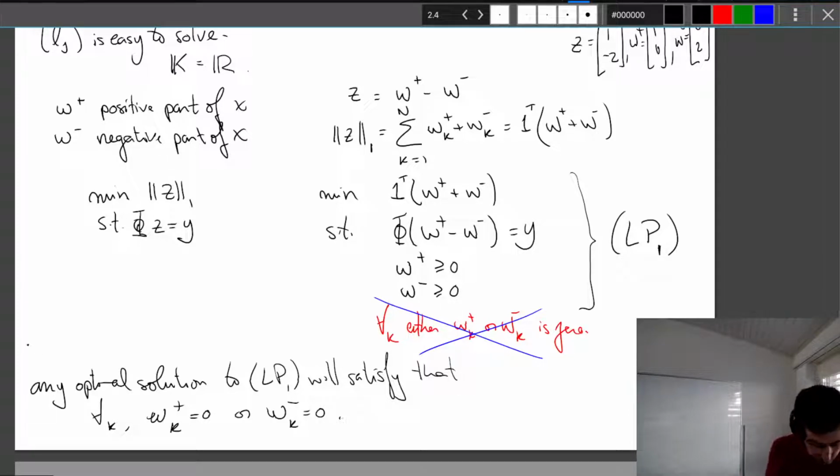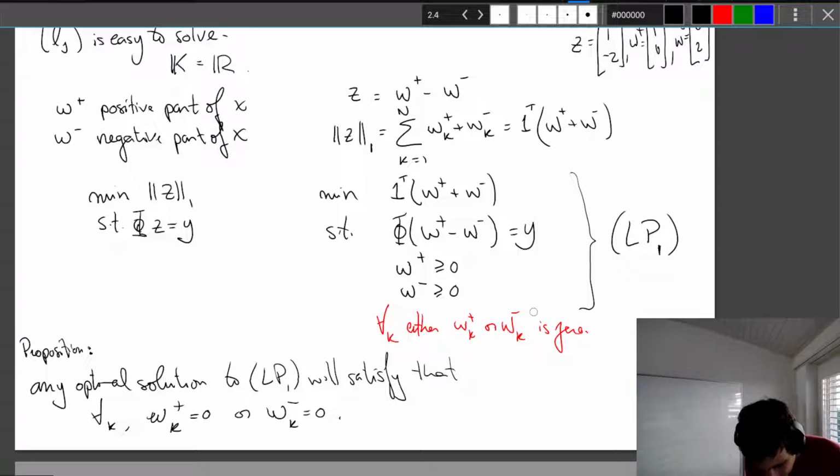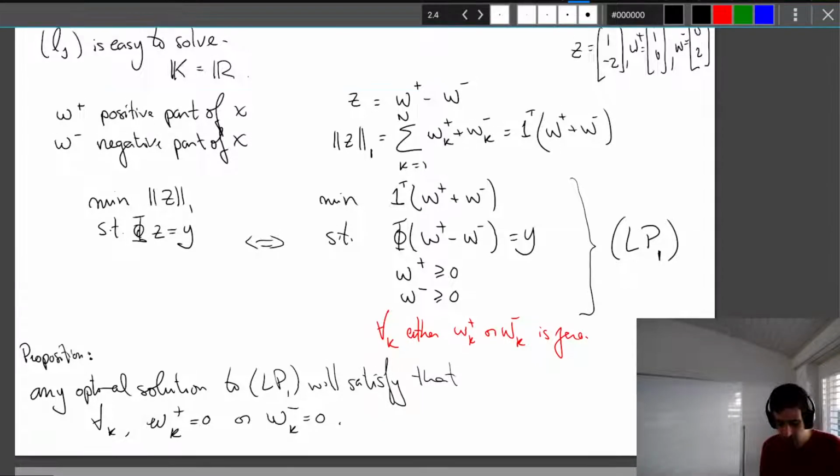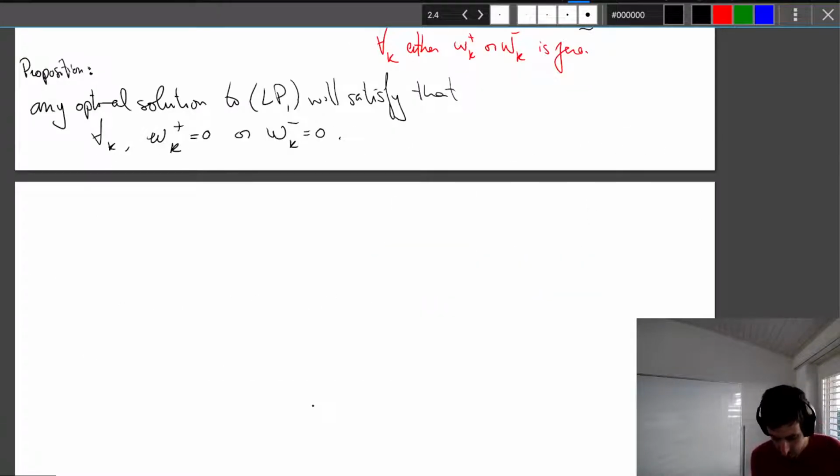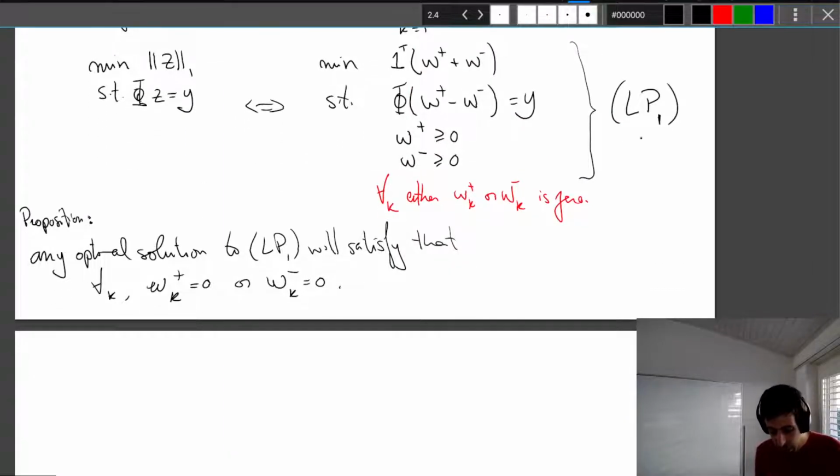Let's call this a proposition. If I prove this, then indeed these programs need to be equivalent, because if I prove that, then we know that they were equivalent if I had the red thing. So maybe let me take this out. It's clear that in this case they are equivalent, I'm just reformulating. If I prove that any optimal solution for the one without the red thing needs to satisfy the red thing, then this linear program is equivalent to L1 minimization.